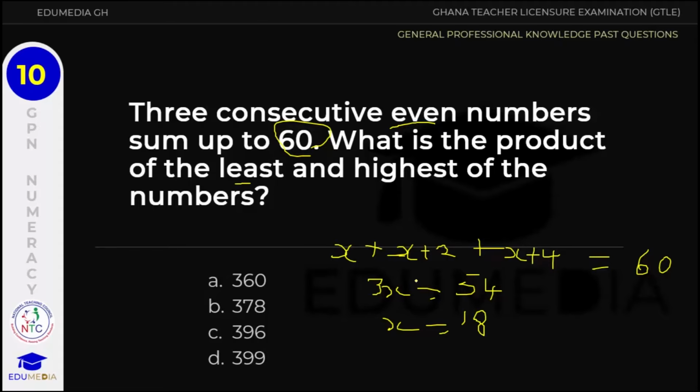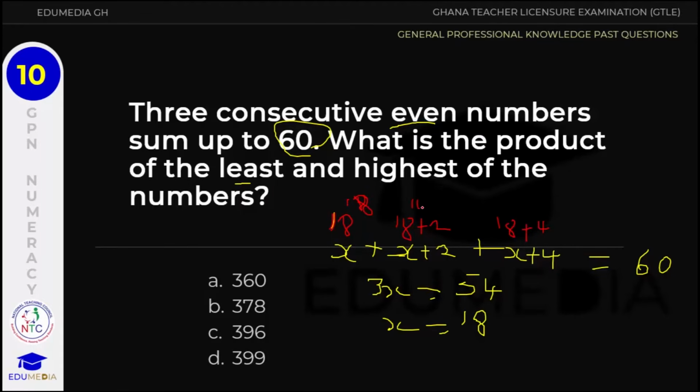So the value of x, that's the least number, is 18. So we're going to have it here, 18. Let me change my 18 here. And this is going to be 18 plus 2. And this is going to be 18 plus 4. So this is 18.